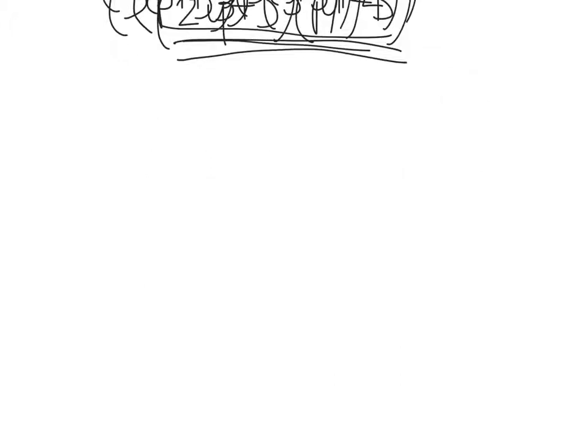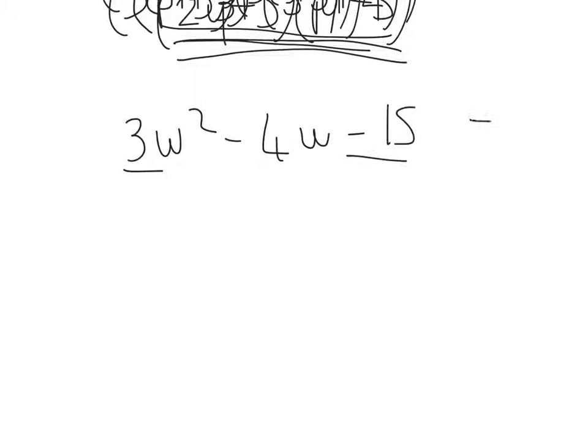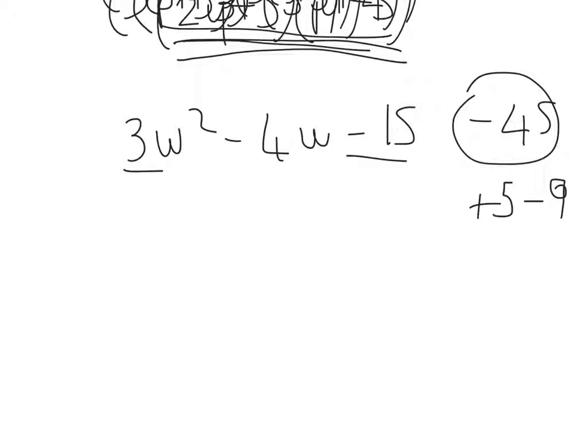Let's try another one. We're going to factorise 3w squared minus 4w minus 15. 3 times minus 15 is minus 45. The product is negative, so the signs need to be different. Two numbers that multiply to give minus 45 and add together to give minus 4 are minus 9 and plus 5. 5 times minus 9 is minus 45, and 5 minus 9 is minus 4. So a bracket with plus 5 and a bracket with minus 9.